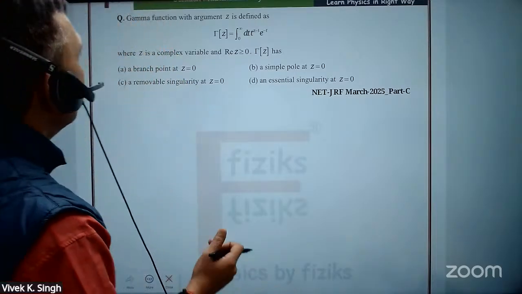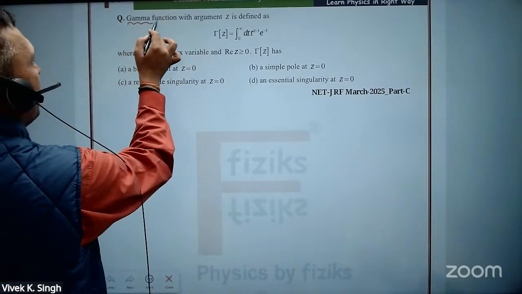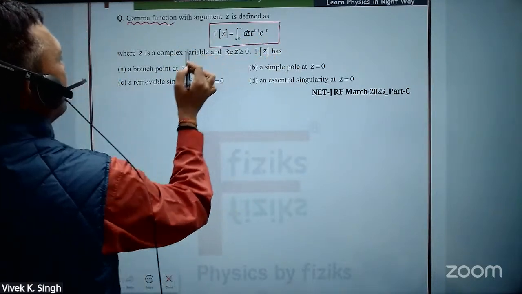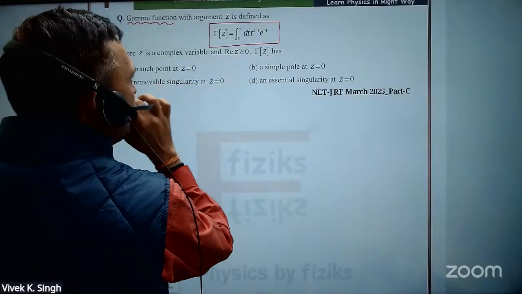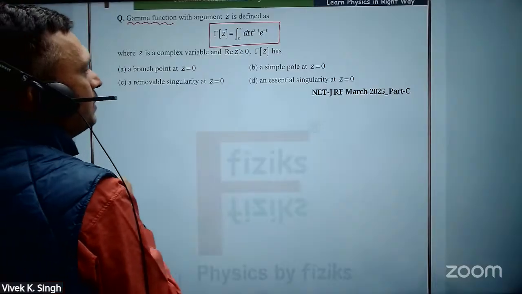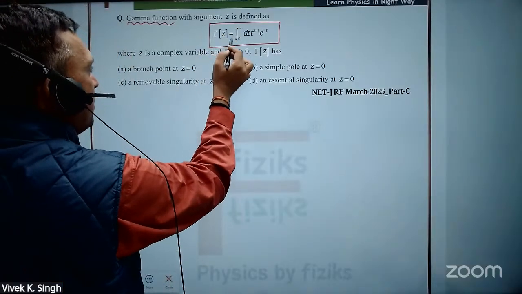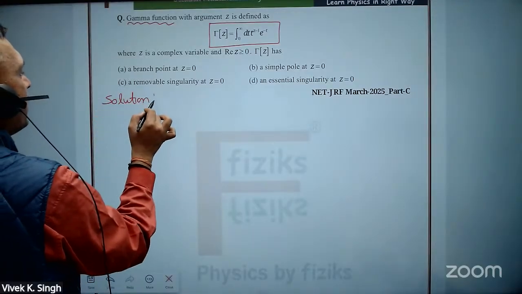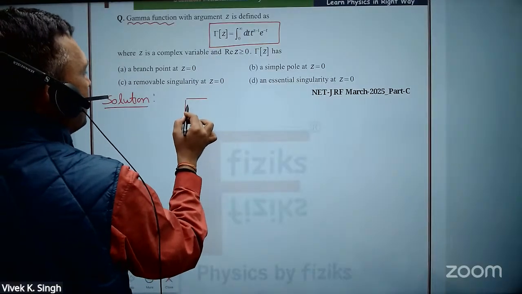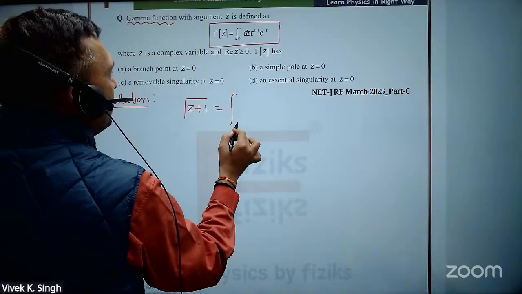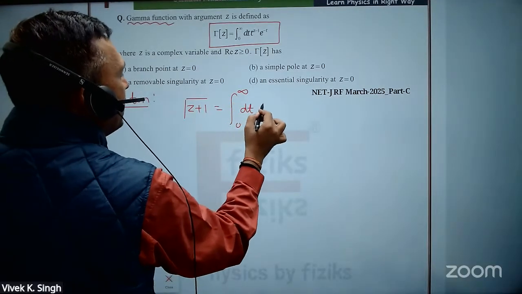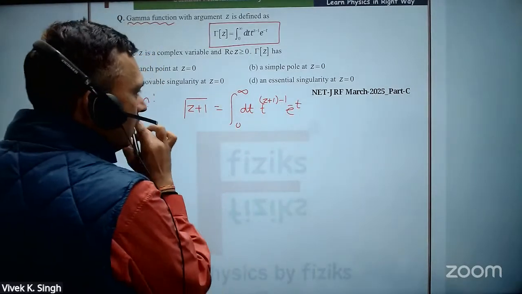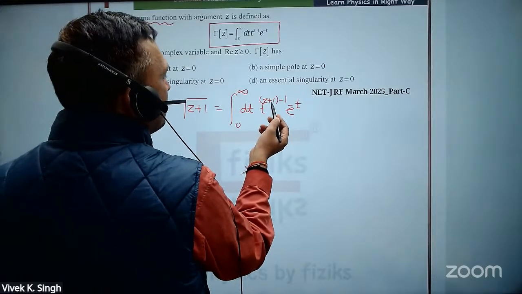So in this question, a gamma function definition is given. Gamma function with argument z is defined by this relation, where z is a complex variable. So we have to see which type of singularity gamma z has. From the same relation, let's check what gamma z plus 1 will be. So by definition, this will be the integral from 0 to infinity dt t power z plus 1 minus 1 e power minus t.